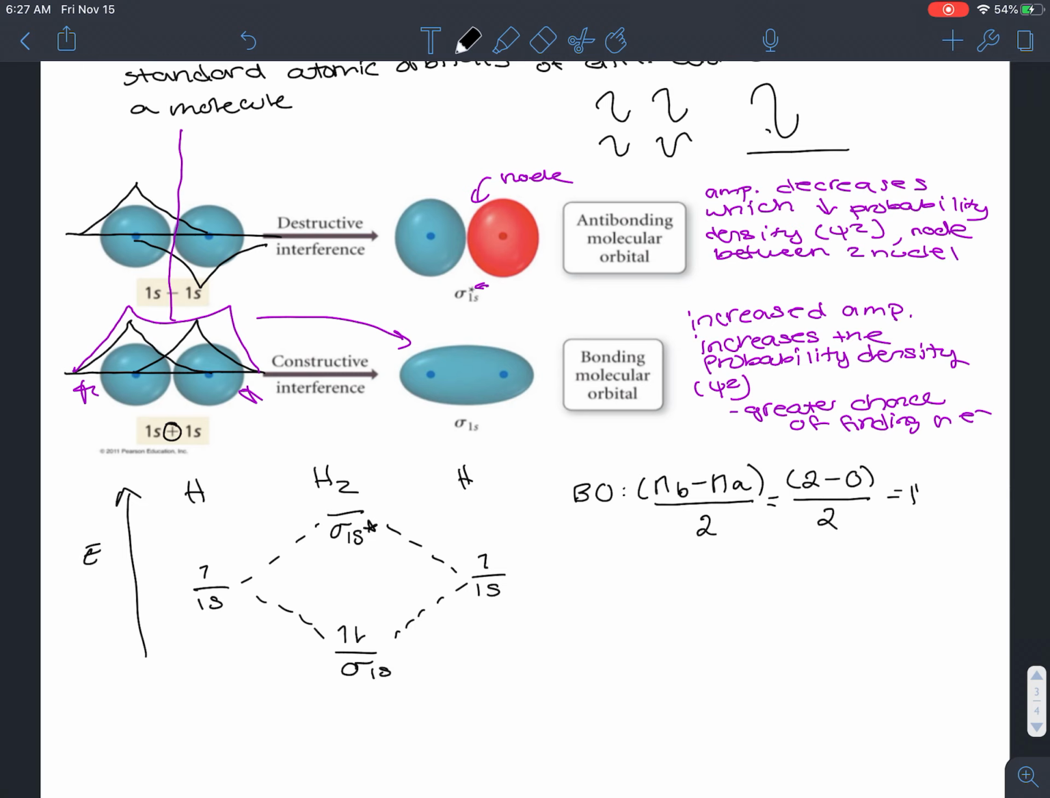When the bond order is a positive number, it's pretty stable. And if it's 0, it's likely not to form. The higher the bond order, the stronger the bond.